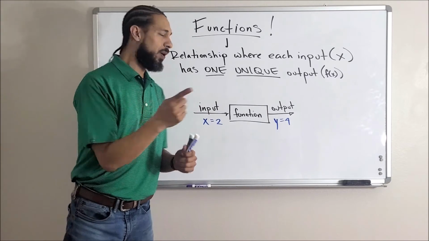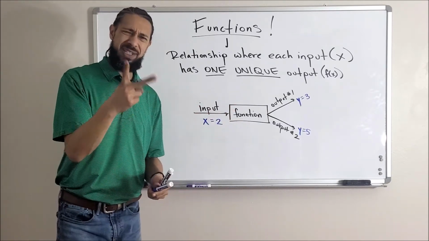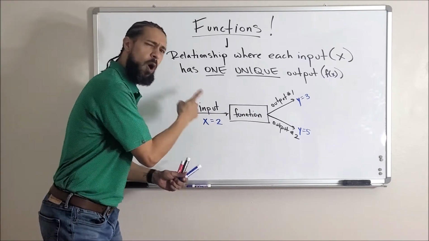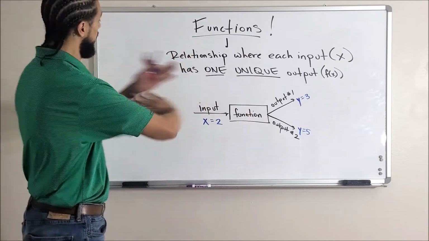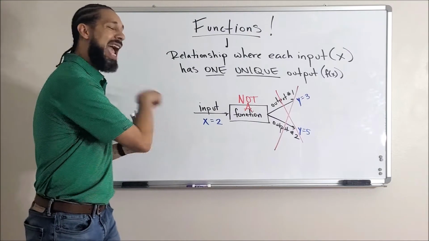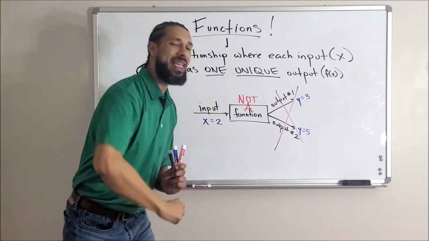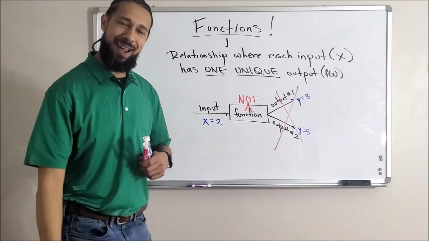Well, let's say I put in an x value and I got out 2 different y values? Wait a minute, I put in one x and I got out 2 y's? Oh no, bad business, not a function. Every x that I put in can only have one y value coming out to go with it.